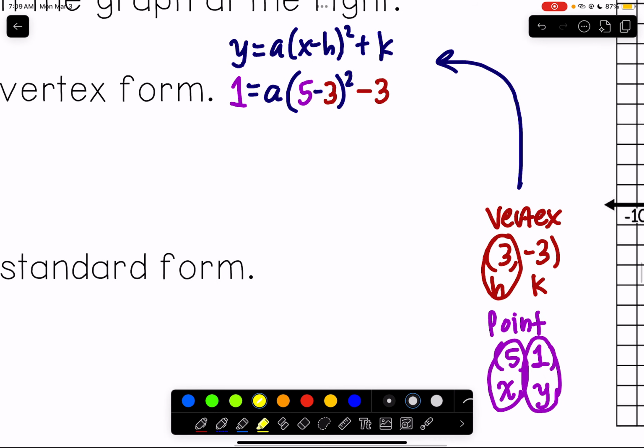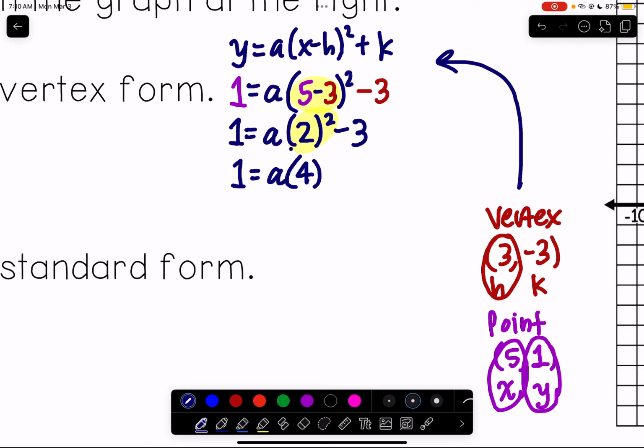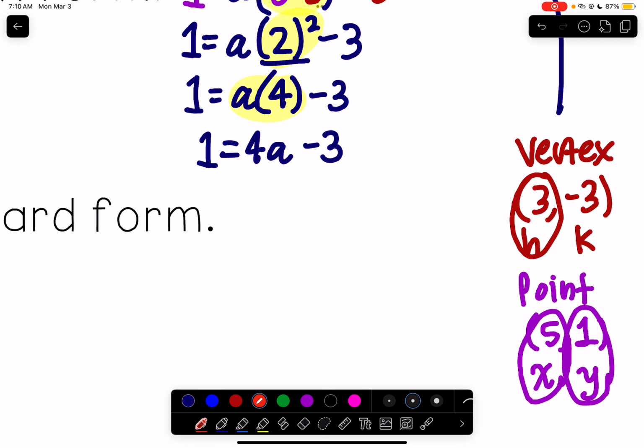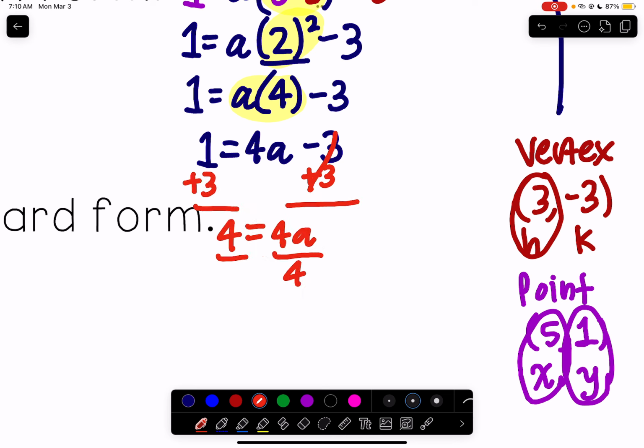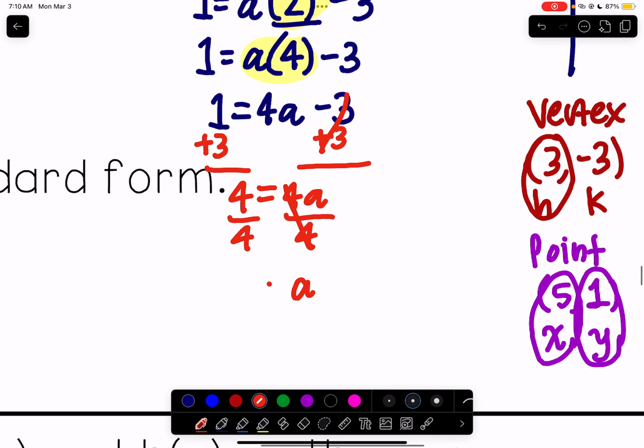All right, let's solve for a. 5 minus 3 is 2. So I got 1 equals a times 2 squared minus 3. Now I'm going to square that. So I have 1 equals a times 4, which is 2 squared, minus 3. I'm going to multiply right here. So 1 equals 4a minus 3. And now I'm ready to get a by itself. So plus 3, plus 3. So I get 4 equals 4a. Divide by 4. A equals 1.